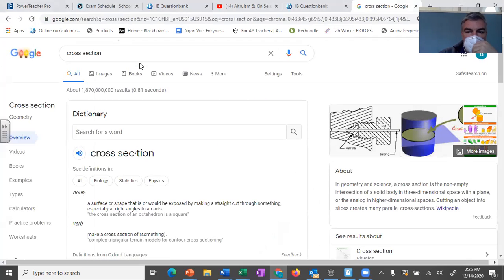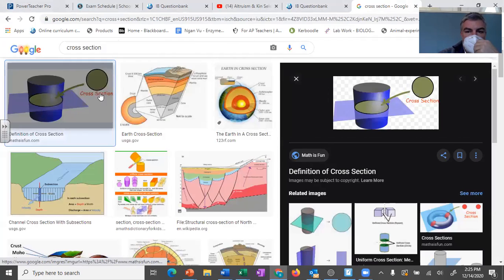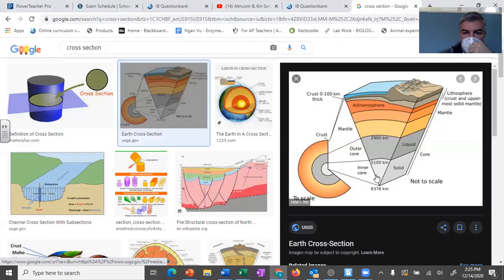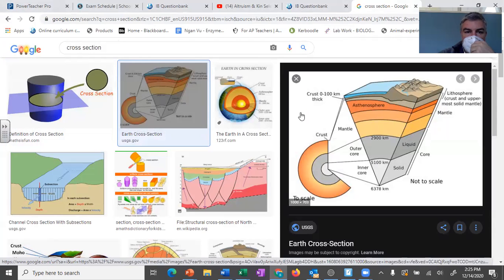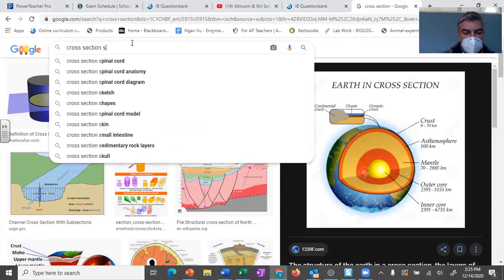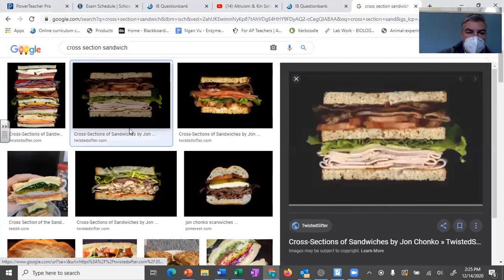So let me look. A cross section. This is a cross section. This is a nice way to look at it. That's a cross section. I'm cutting it in half. Here's a picture of the earth. I'm taking a cross section, a slice of the earth. Here's a cross section of the earth. Cross section of a sandwich. That's a cross section of a sandwich.